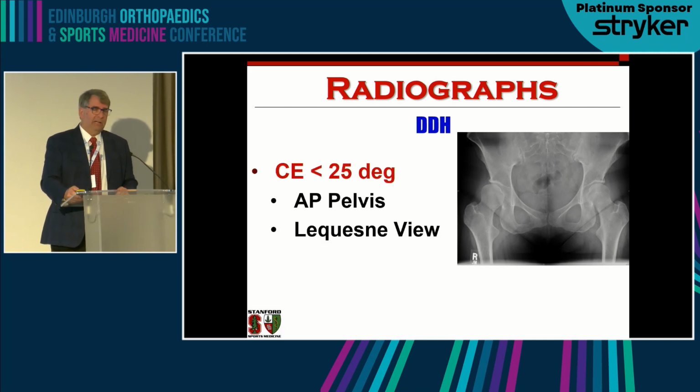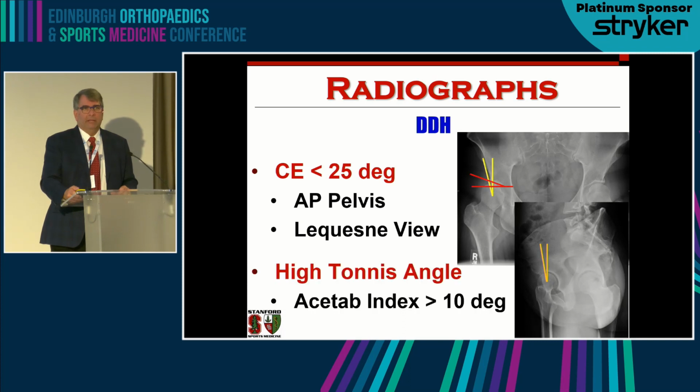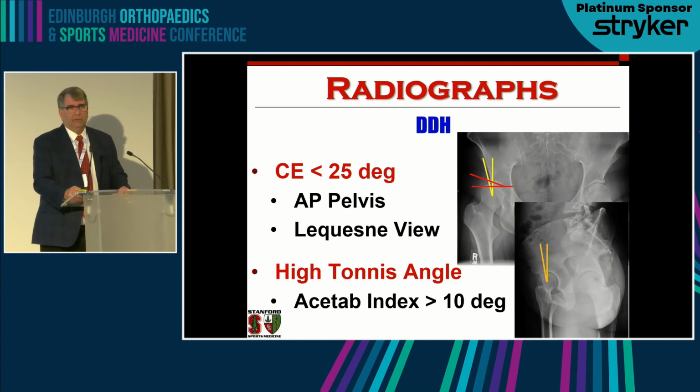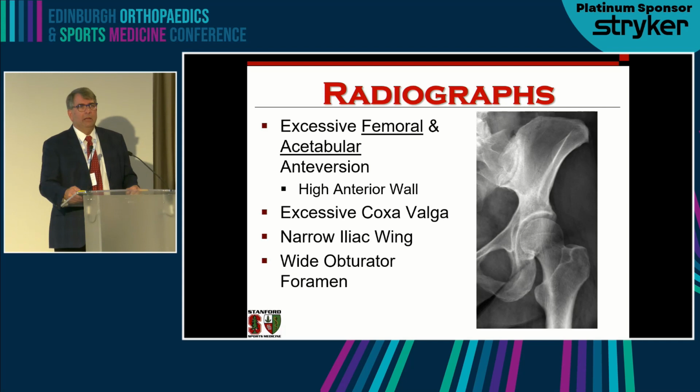Radiographically, you want to get your plain radiographs. If they have a center edge angle of less than 25 on their AP view, that's a sign of borderline dysplasia. I get my Lequesne view also to see what their anterior coverage is. And then you also look at the so-called Tönnis angle or roof angle, as that's also a sign, greater than 10 degrees, with instability. But other things you can see are things like the anterior wall in this AP pelvis radiograph is sitting high, so you'd pick that up on your Lequesne view, but that's a sign you can get on the AP.